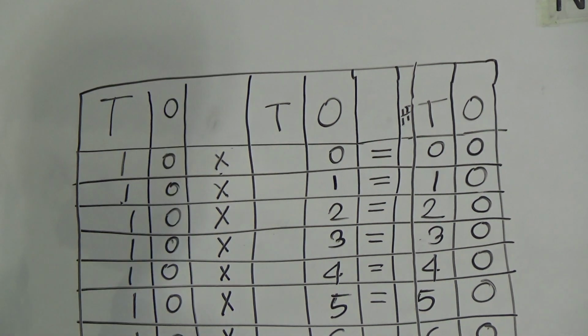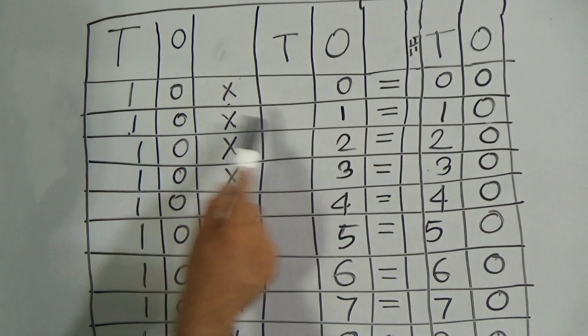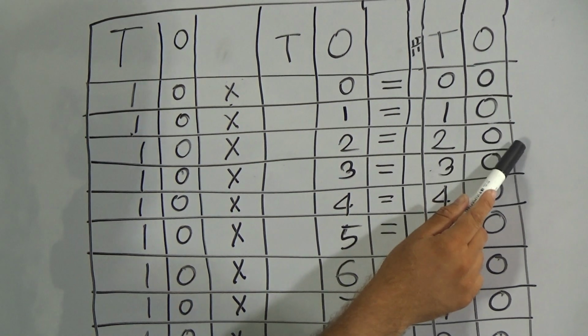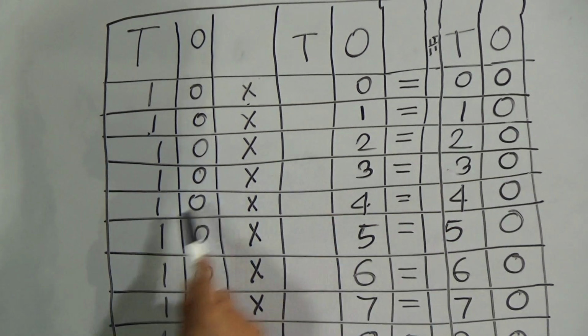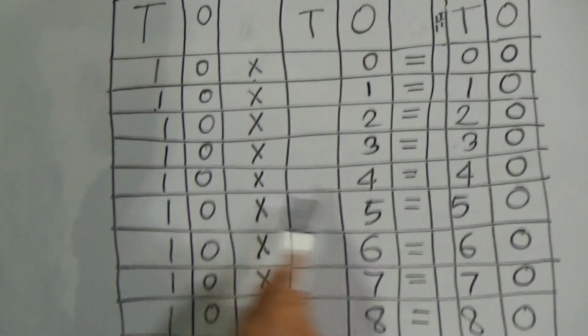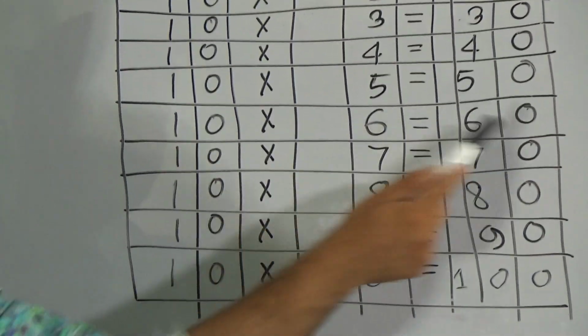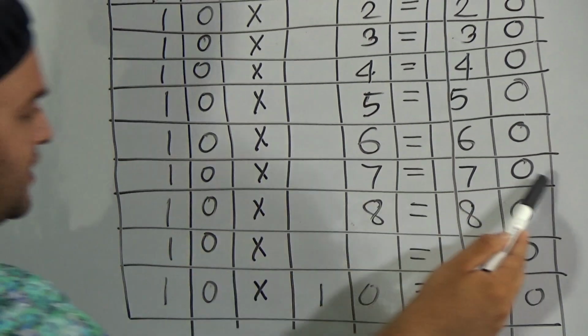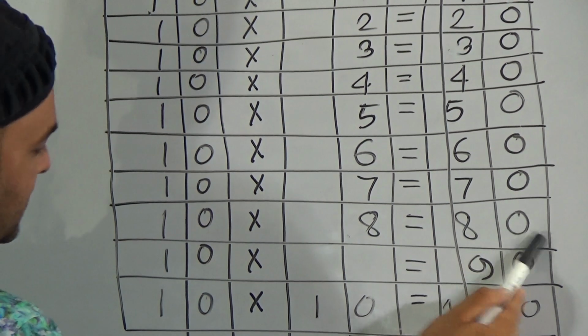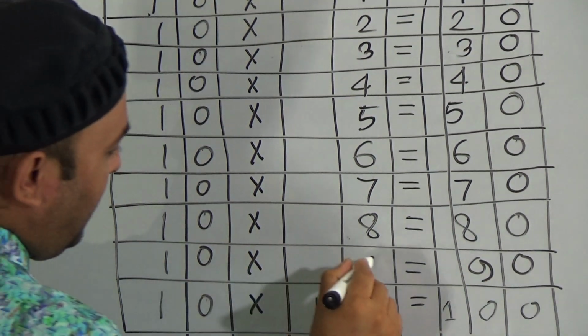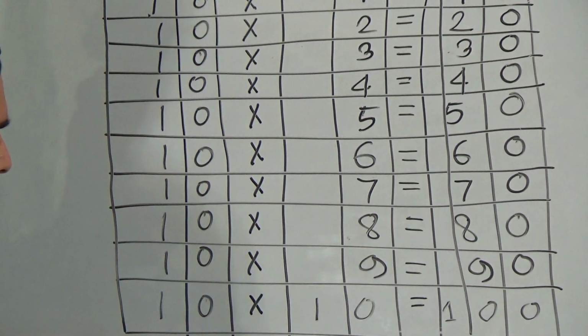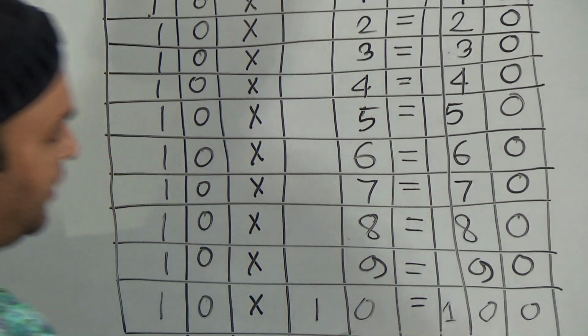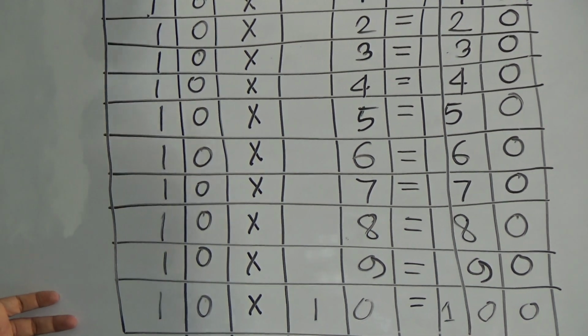So here we can read out again. 10 zeros are 0, 10 ones are 10, 10 twos are 20, 10 threes are 30, 10 fours are 40, 10 fives are 50, 10 sixes are 60, 10 sevens are 70, 10 eights are 80, 10 nines are 90, 10 tens are 100. Hope you understood the times table of 10.